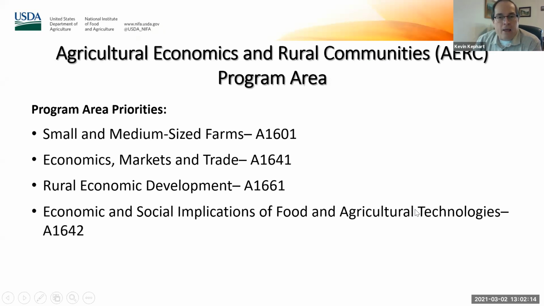So within the AERC area of AFRI, we have 4 program area priorities that we'll talk about today. First of all, there's the small and medium-sized farms. That's area A1601. Then there's economics, markets, and trade. That's A1641. We have rural economic development, A1661, and then finally economic and social implications of food and agricultural technologies, which is 1642. So we'll cover those in depth as we go along here today. Let's go to the next slide.